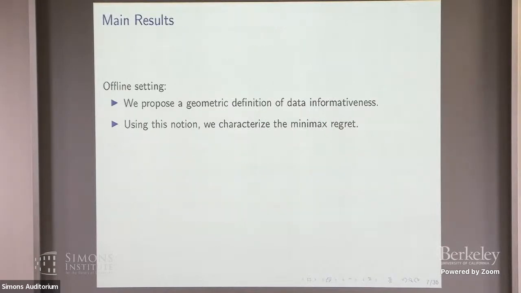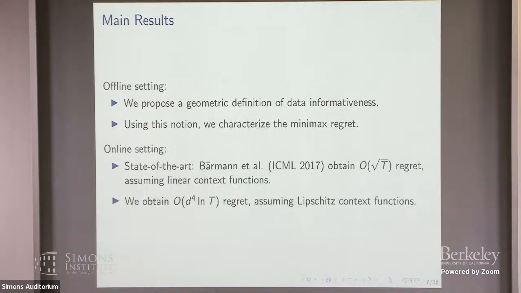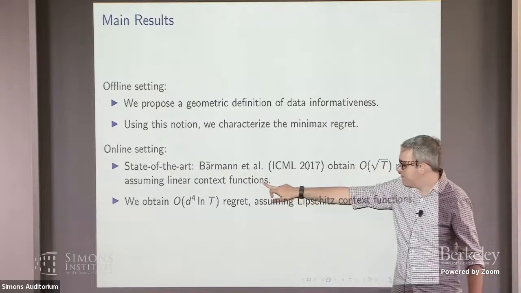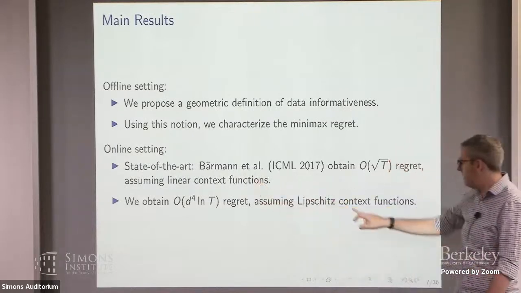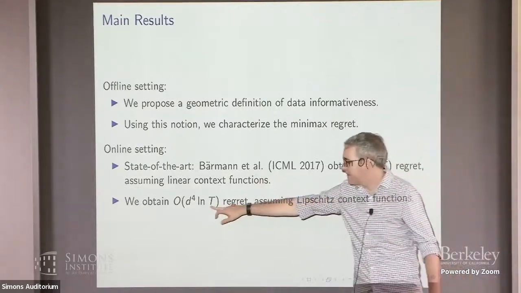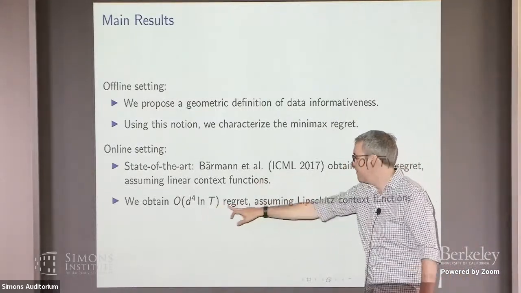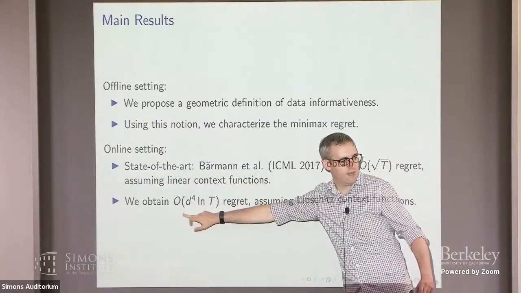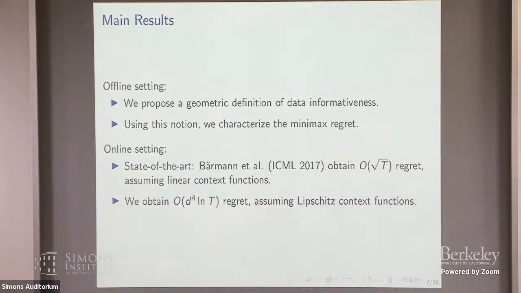And what is it that we do here? What are our main results? For the offline model, we're going to do some geometry here, and I'm going to propose some geometric notion of how informative a data set is, and then use this notion to characterize the minimax regret. And then for the online setting, the state-of-the-art result is this order square root t regret from Barman, which assumes linear context functions. So we're going to generalize to any Lipschitz context functions, and we're going to get logarithmic regret. So we have an exponential gain here from square root t to log t regret, but we pay in terms that the geometry is going to give us some dimension coefficients in the regret.